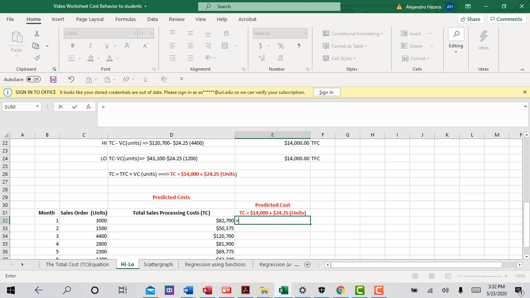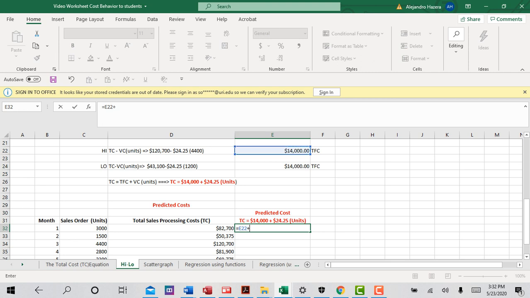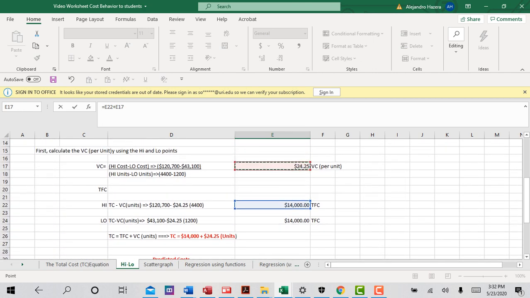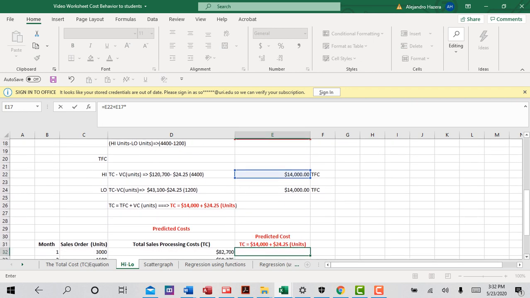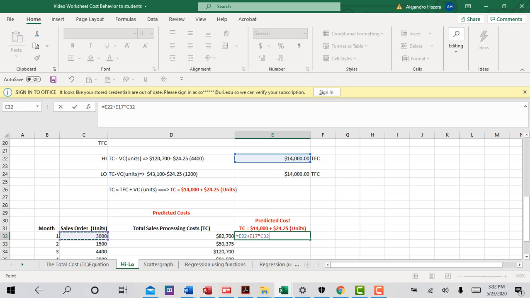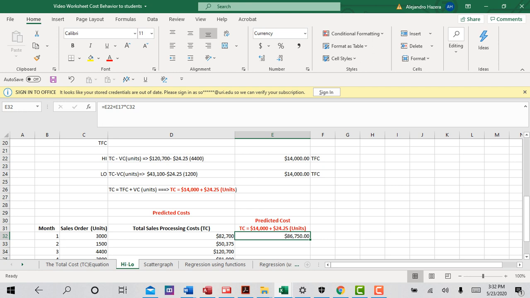Okay, so using this cost function, total cost is 14,000 using either the high or low point, and then we're going to take that times the variable cost per unit. The variable cost per unit is $24.25, and we're going to multiply that times the units that we originally observed for whatever period of time, which is that amount right there. So for the first period, we observed 3,000 units had a cost of 87,200. Your prediction using this line would be 86,750.